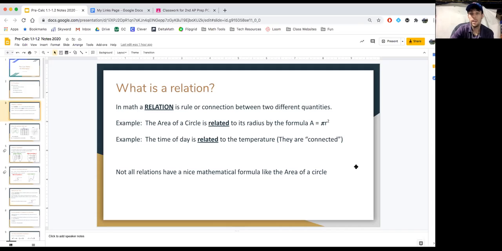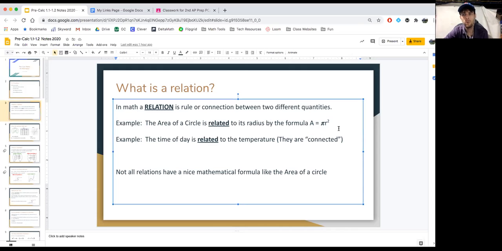So what is a relation? A relation is a rule or connection between two different quantities. So an example of a relation is the area of a circle is related to its radius, and there's even a formula for it. There's not always a formula for every relation, but in this case there is. Another example, the time of day is related to the temperature.